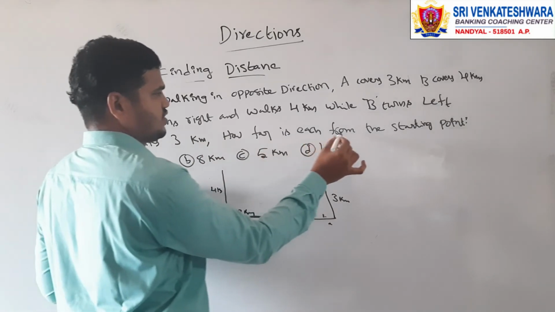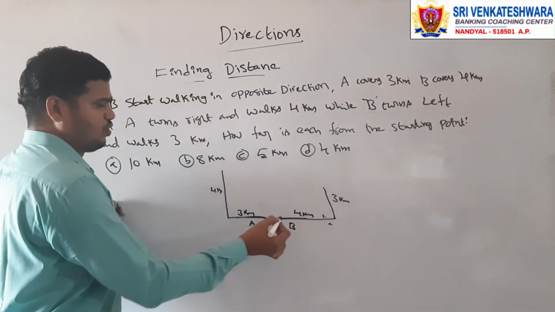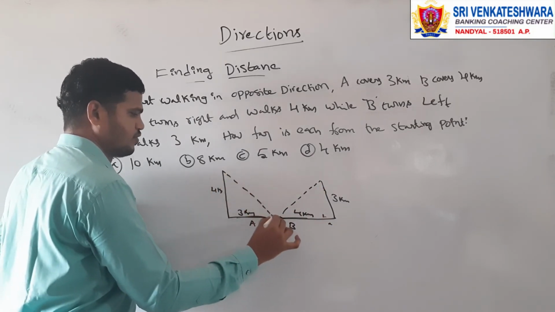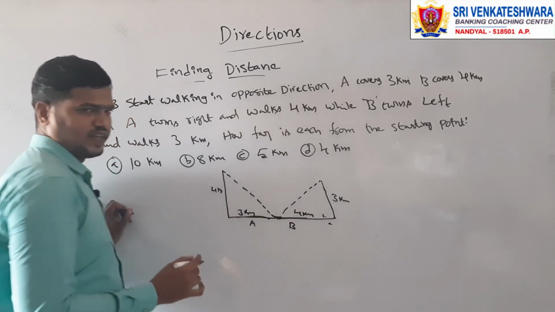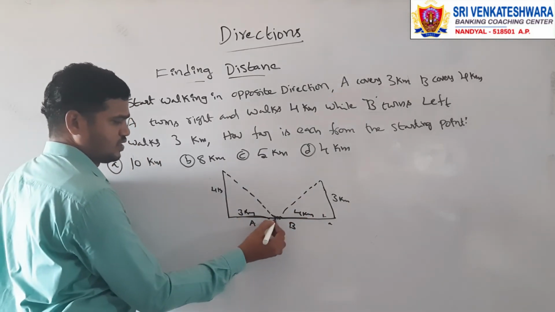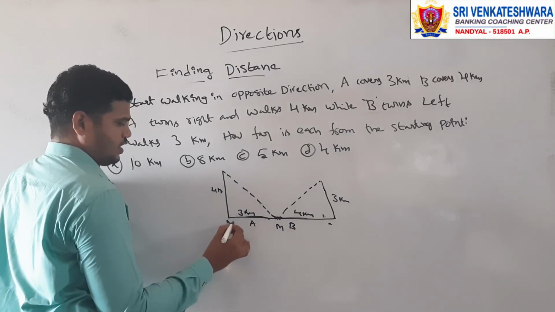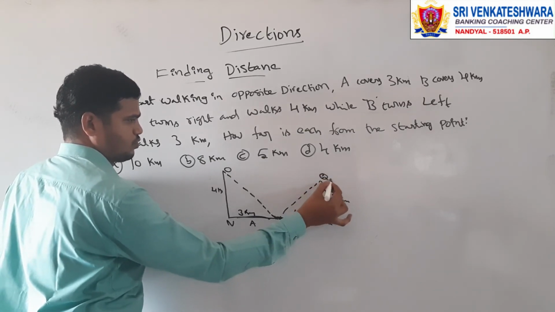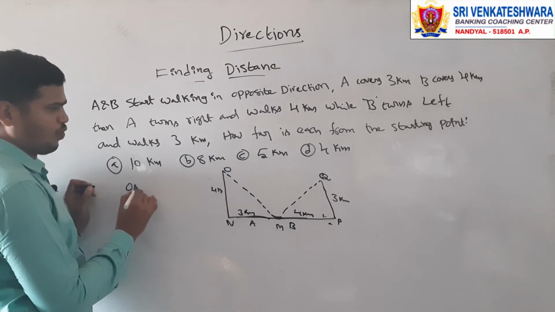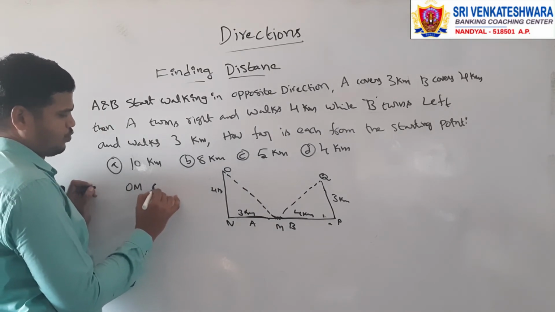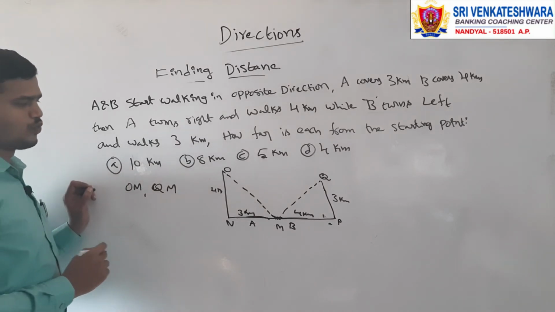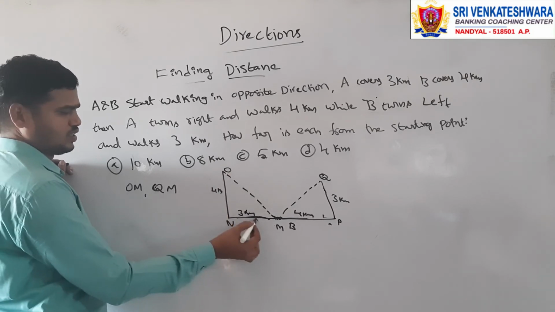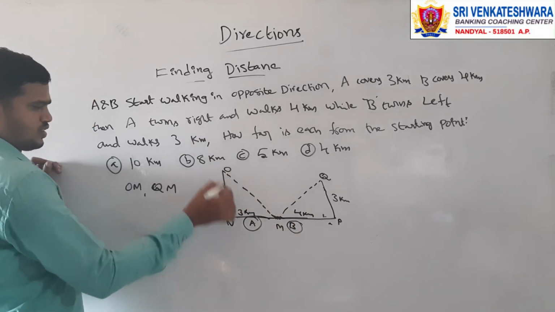Okay, how far is each from the starting point? Now we need to find these distances. How far it is from A, how far it is from B. Same Pythagoras formula. For example, we can have M, N, O, P, Q. So you need to find OM and QM. Already we know MN and ON. So this is A and this is B. So apply the same Pythagoras formula.